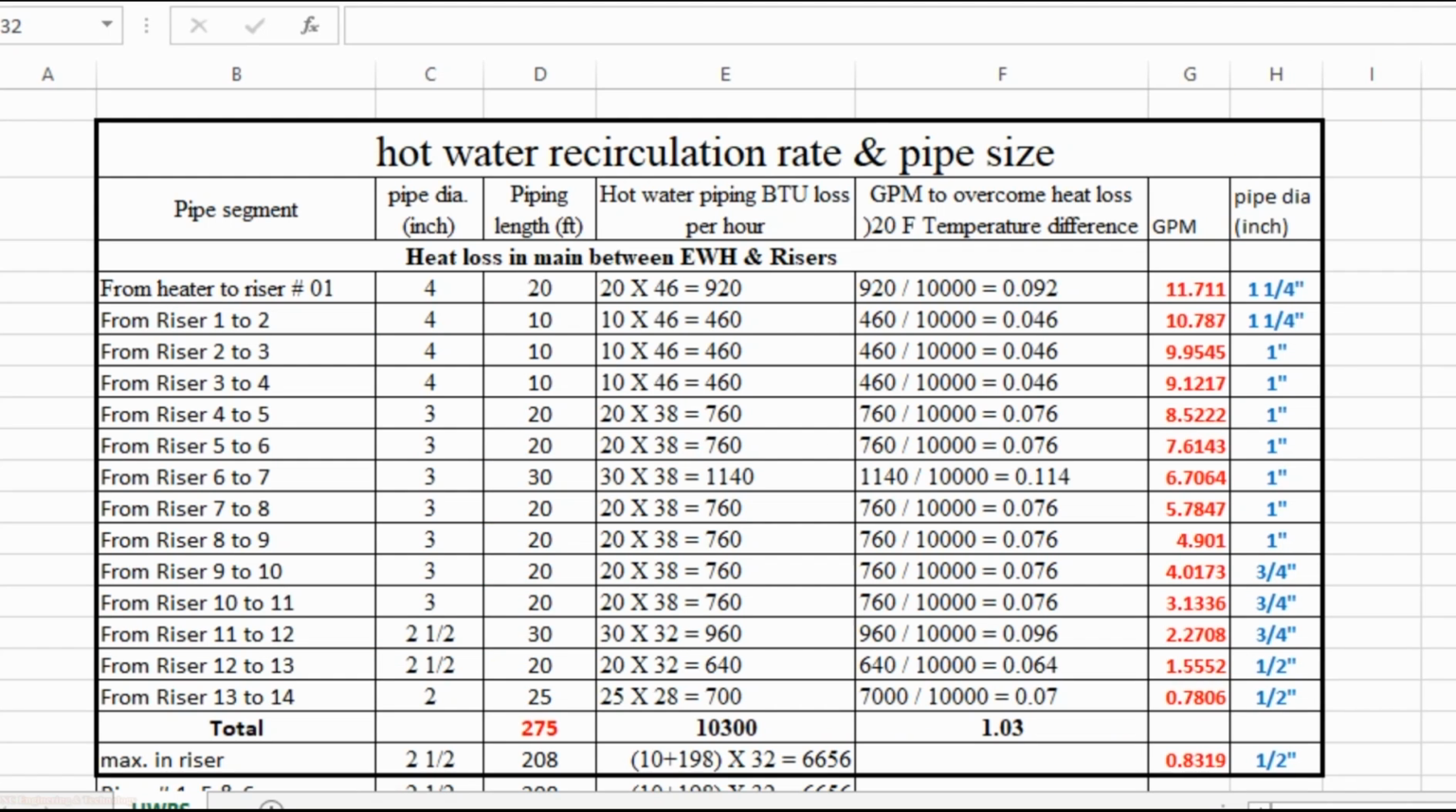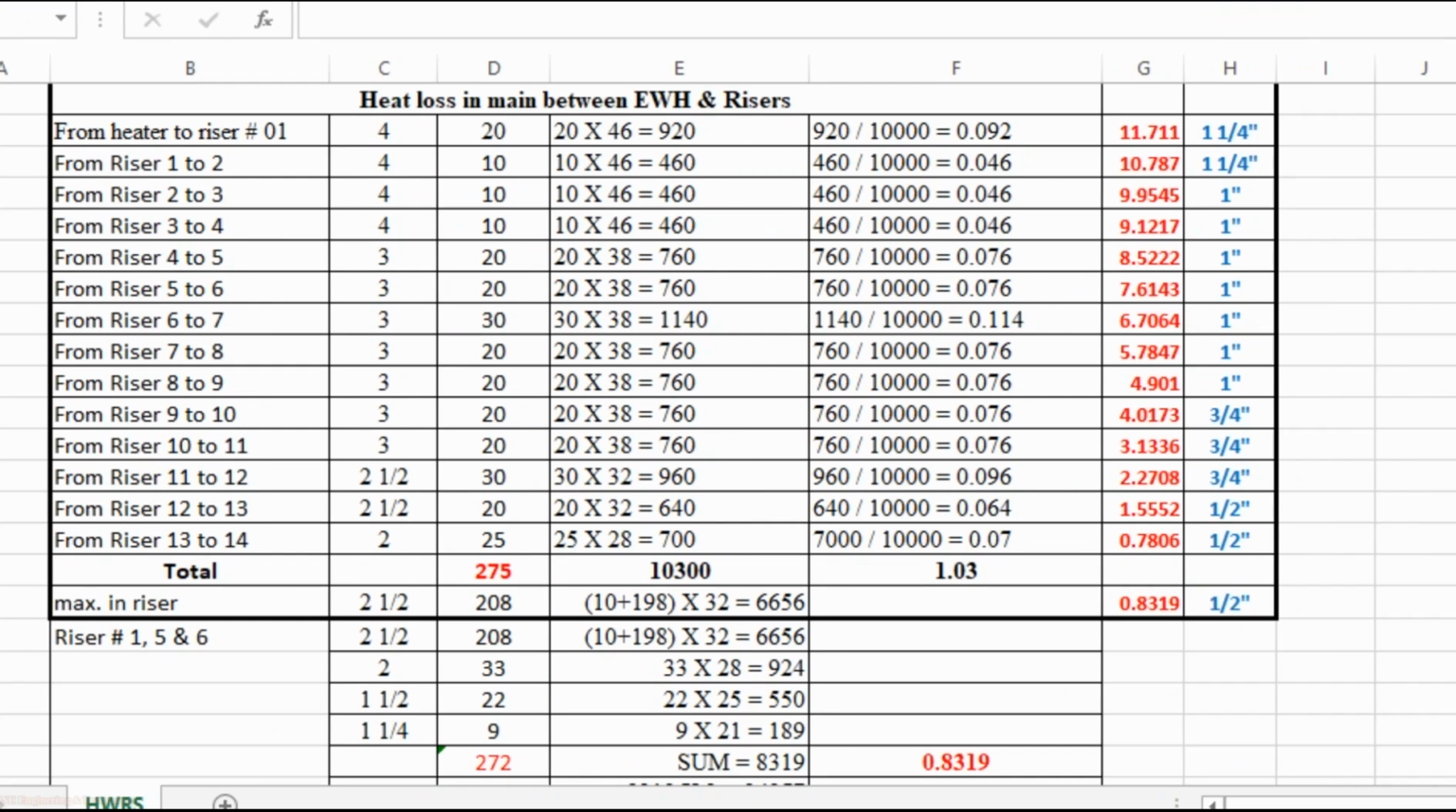Now we have calculated the GPM required in each pipe segment of the hot water recirculation piping network. The maximum GPM in each riser is 0.8319 and the GPM in the pipe segment at main at the basement just before the last riser is 0.7806, and the GPM in the pipe segment of main before last two risers is 1.552. Similarly, we have calculated the GPM required for each pipe segment in the main and the basement, and we have tabulated here.